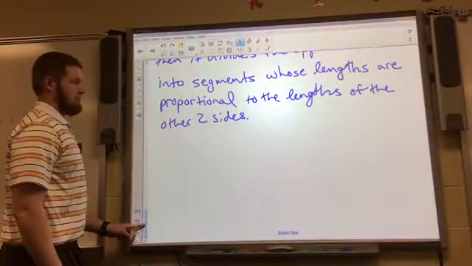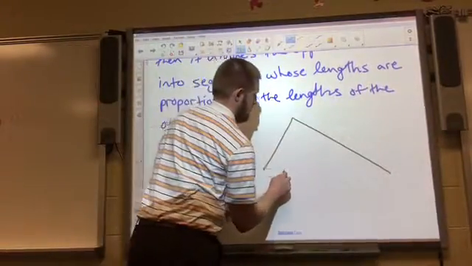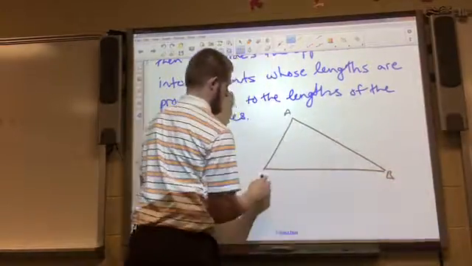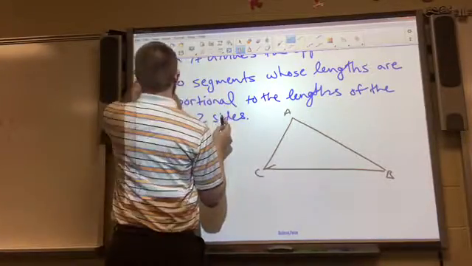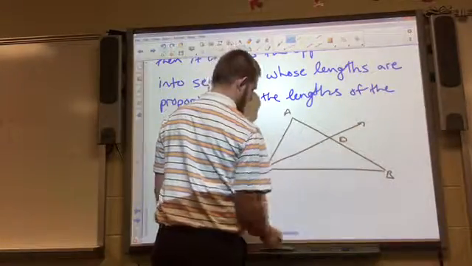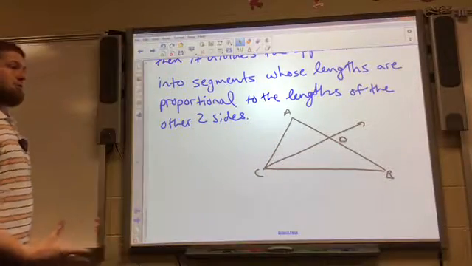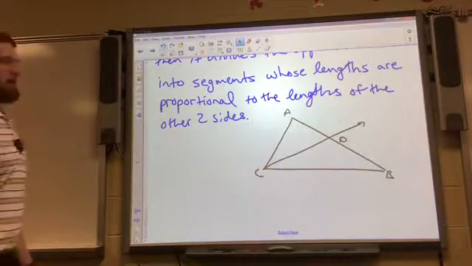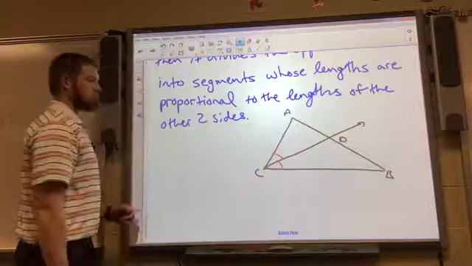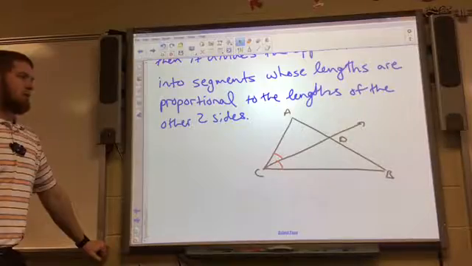Do we have that? Or most of it at least? Okay, so I have triangle A, B, C. Here's my angle that's being bisected. Now, does it say that it has to bisect this opposite side? No. Sometimes it might. Most of the time it probably won't. But it does say that it has to bisect an angle. So there's my angle bisector.